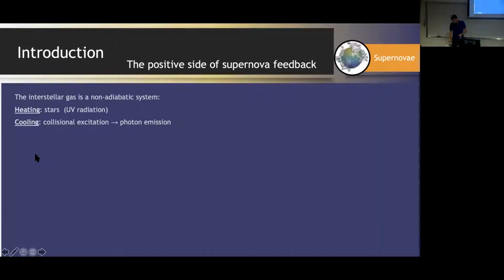Okay, but on the other hand, supernovae can also have a positive aspect of the feedback, and that's quite surprising if you think about it. But here is how it works.